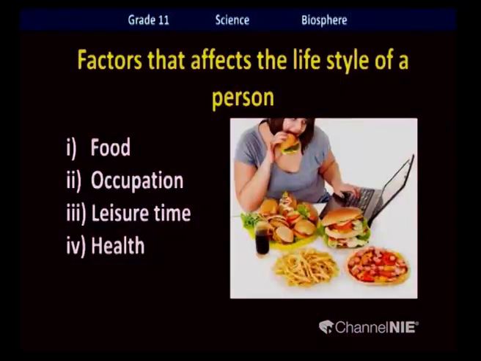These foods contain a high amount of saturated fat. Saturated fat can increase the risk of getting cancer and heart attack, and it can cause obesity. There is a high amount of calories in these foods and cola drinks, and people don't get much physical exercise, which can cause obesity. They don't have leisure time, and their health also directly affects their lifestyle.